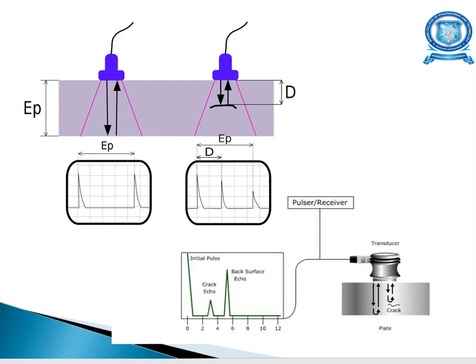You have an initial pulse, from the starting point at the top of the test specimen, and second, here you have the crack echo. That is the defect, which gives this signal. And the back surface echo is from the bottom part of the test specimen, where the sound waves reach.